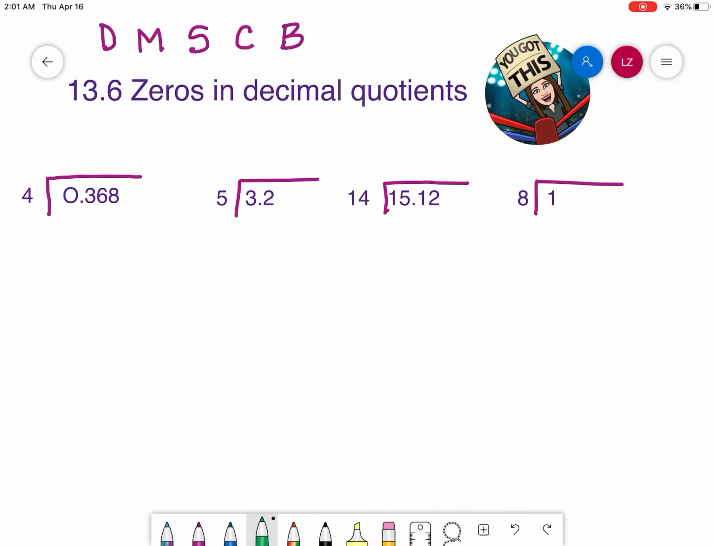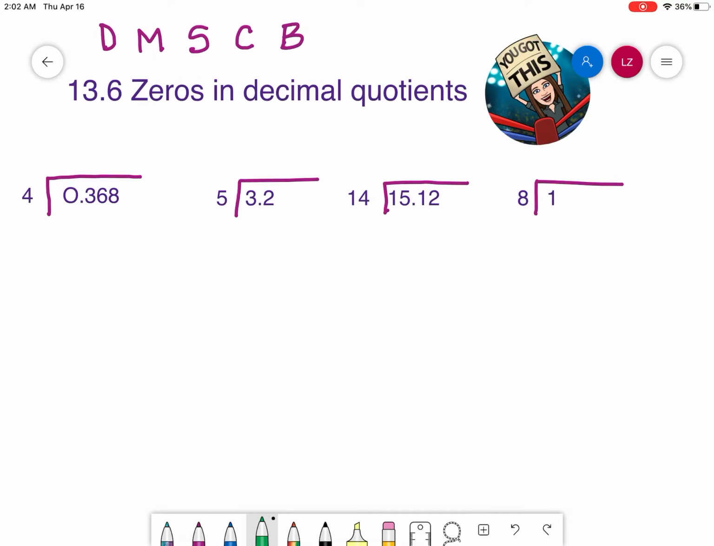All right, here we go today on lesson 13.6, which is zeros in decimal quotients. So we're going to be looking at having some zeros in our quotients, and also some zeros are going to need to be added to our dividends.